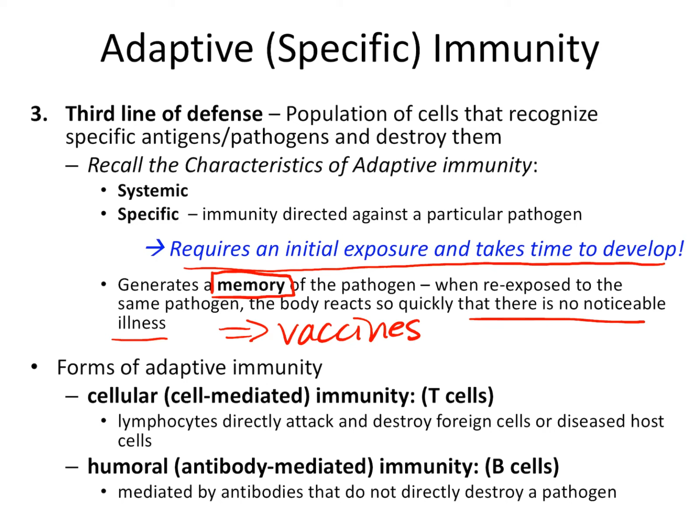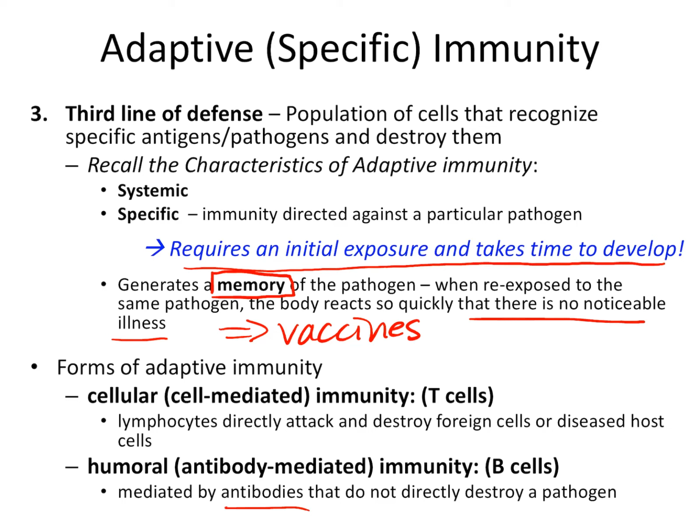This is in contrast to our humoral immunity, which is going to be using antibodies that are secreted by or attached to B cells that are not going to directly destroy a pathogen, but rather are going to tag this pathogen for destruction by other cells of the immune system.